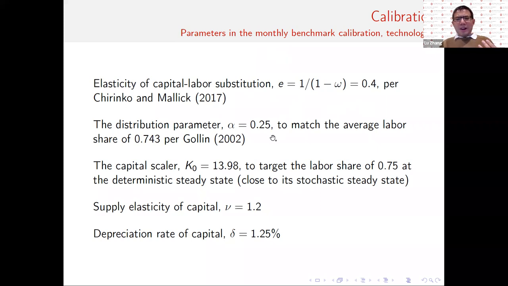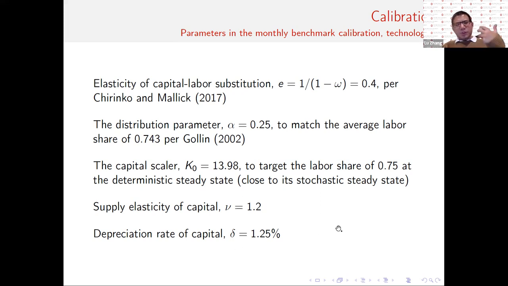The distribution parameter is with our normalized CES specification. We calibrate that to match the average labor share close to 0.75 in Gollin 2002. Basically we calculated the labor shares in the common set of countries that show up both in Gollin's data set and our data set, which is from Jordà and co-authors. That's how we scale the capital share. The supply elasticity of capital is 1.2, no direct evidence available, and we pick that such that consumption volatility can be relatively controlled, as well as the equity premium can be matched.